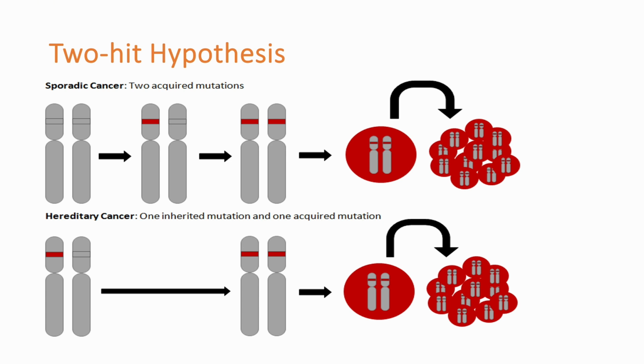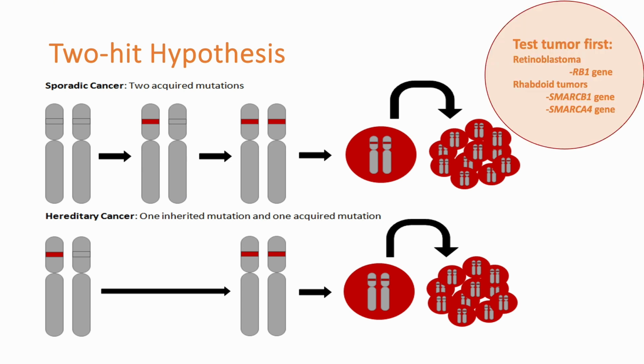The first hit is often inherited, meaning the person is born with a mutation in one copy of a tumor suppressor gene, such as the RB1 gene in retinoblastoma. However, the presence of one normal copy of the gene usually keeps the cells functioning properly. The second hit is acquired during a person's lifetime due to environmental factors, random mutations, and other mechanisms, which inactivates the remaining functional copy of the gene.